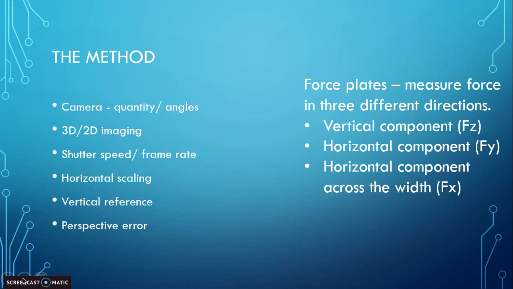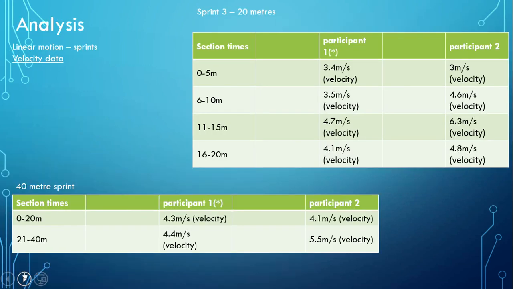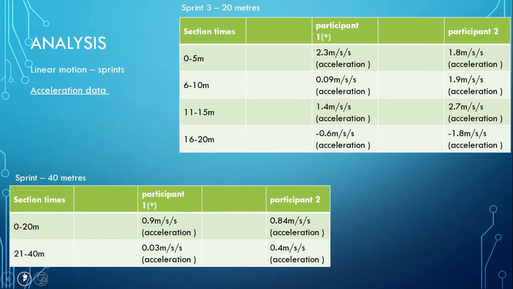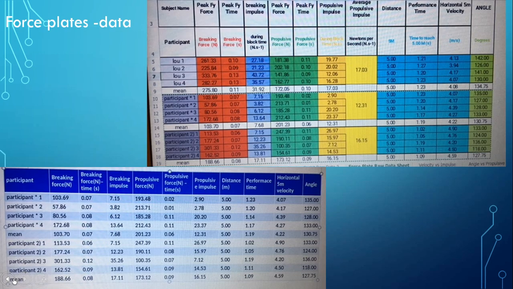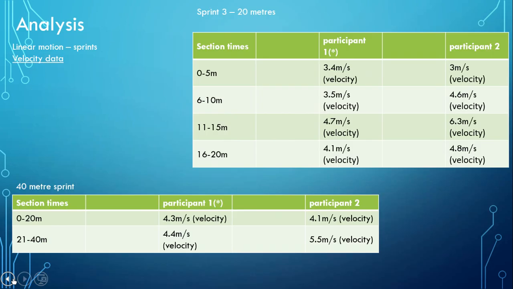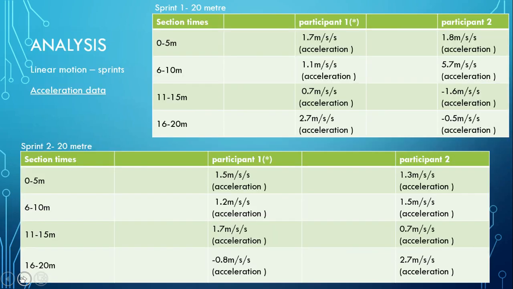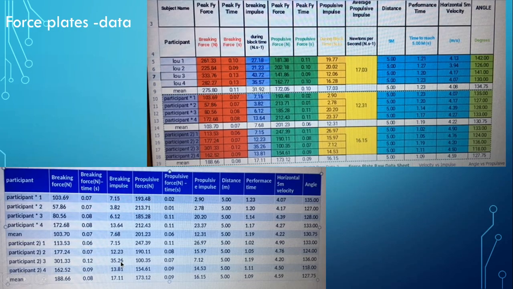I will be analysing the participants' data in more detail in 6.4, but we collected data for the participants' acceleration and velocity rates across 20 metres and then 40 metres. In addition, the data we recorded was in 2D imaging, and we also used the force plates to establish their impulse at a given time for braking and propulsive force during a 5-metre sprint.